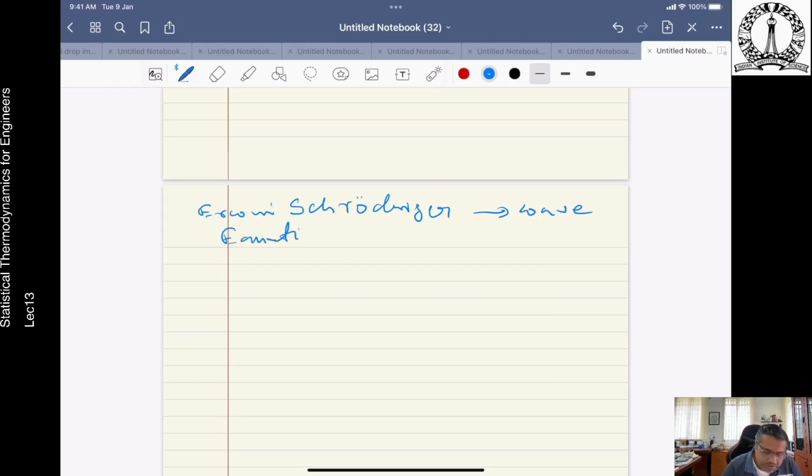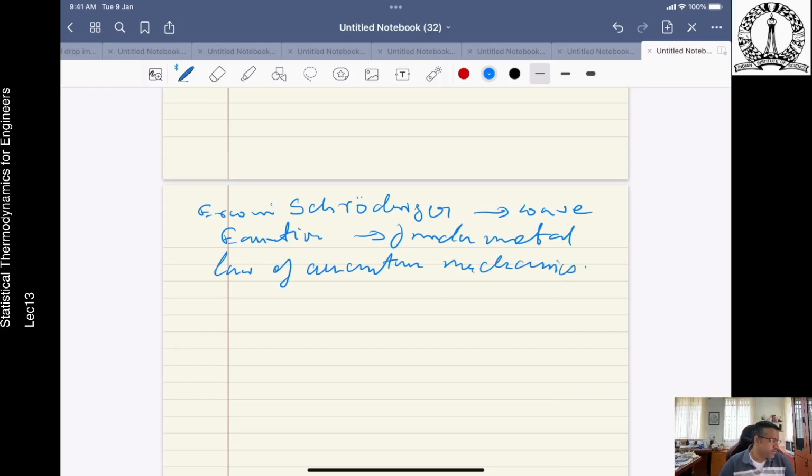Now, this wave equation is one of the cornerstones of the fundamental laws of quantum mechanics. But we are not going to do a full derivation. We are going to have a heuristic understanding of the Schrodinger wave equation in general. So let us start to do that.